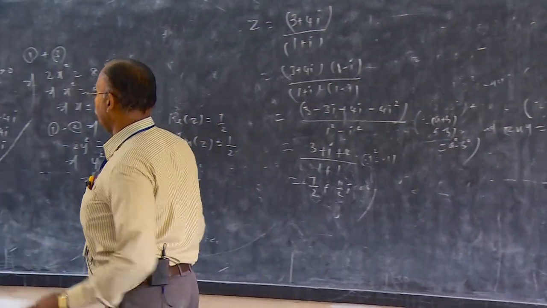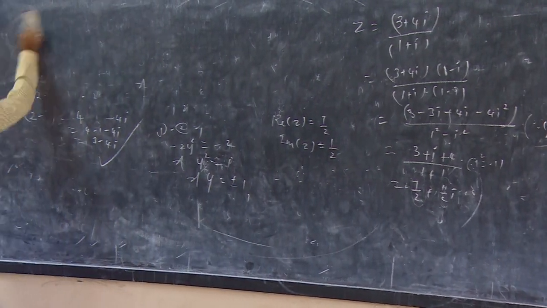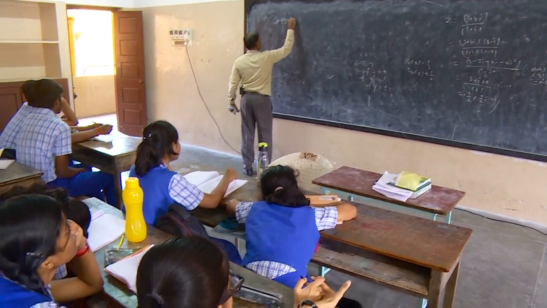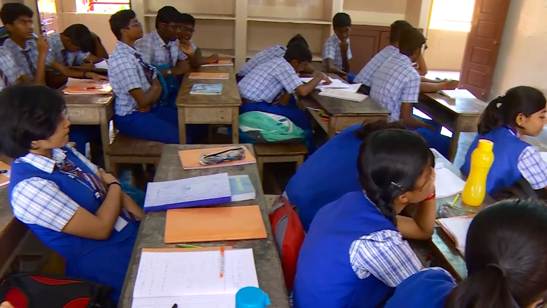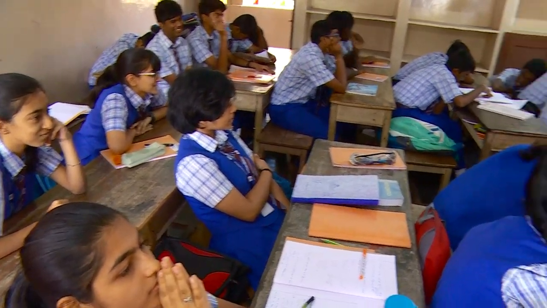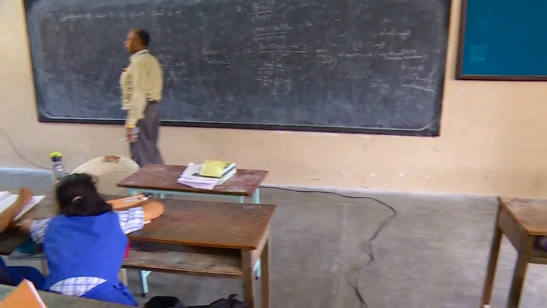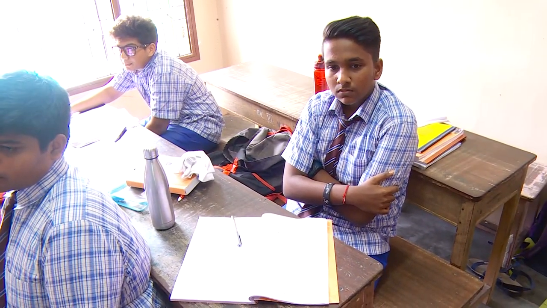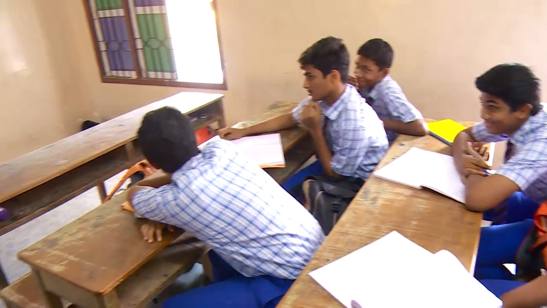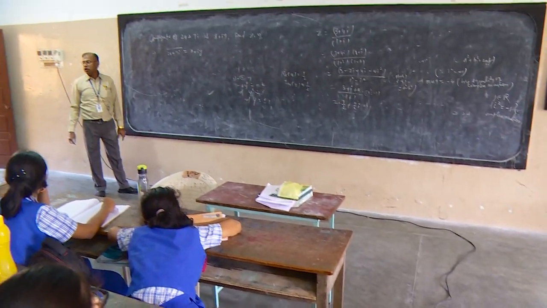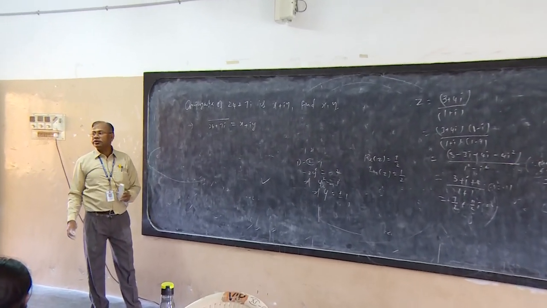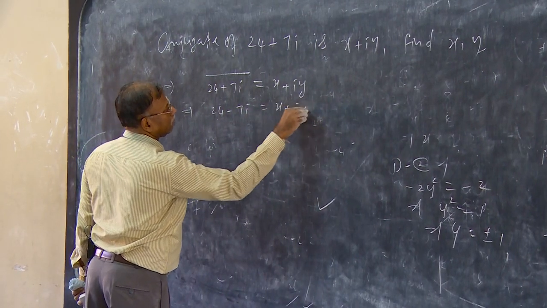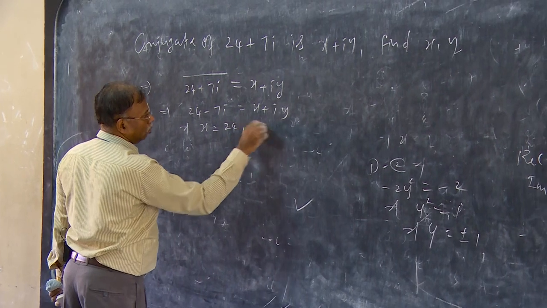Now I'll do one more problem, then I'll wind off. If the conjugate of 24 plus 7i is x plus iy, find x comma y. It's a very simple problem. You can even make it complicated by multiplying and dividing by some quantity. Write it in mathematics: 24 plus 7i whole bar is equal to x plus iy. By bar, I mean conjugate. Listen carefully. By conjugation, I have to replace the imaginary part by its negative. This implies 24 minus 7i is equal to x plus iy, which implies x equals 24, y equals minus 7.